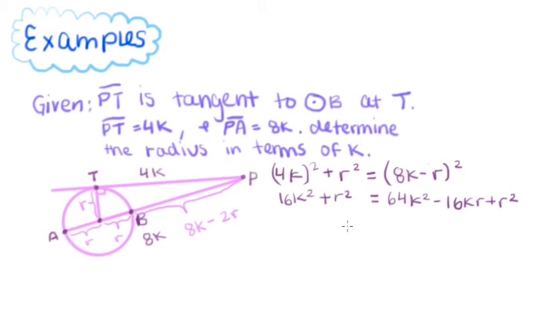So R squared plus (4K) squared equals (8K minus R) squared. So then you multiply out: R squared plus, and remember it's (4K) squared, which equals 16K squared. So R squared plus 16K squared equals 64K squared minus 16KR plus R squared. Then you can subtract, and you eventually end up with 16KR equals 48K squared. You divide each side by 16K, and you end up with R equals 3K.